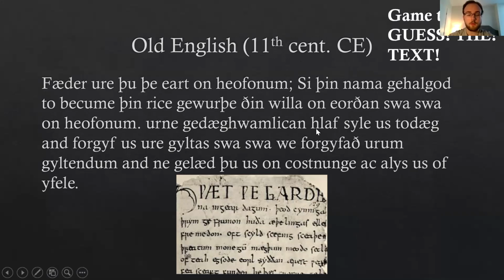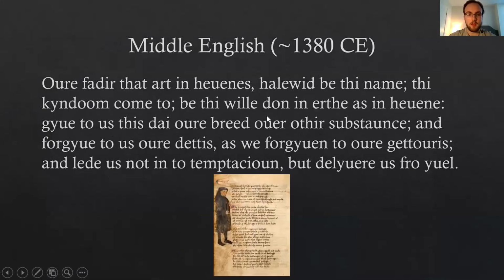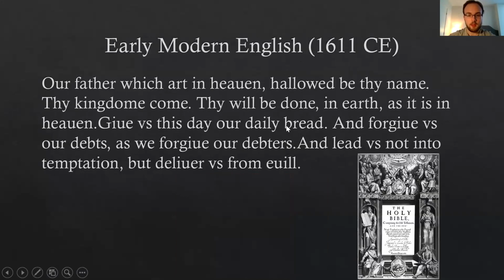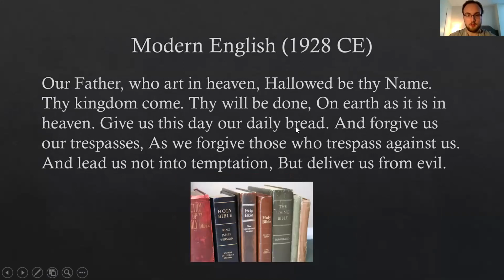This is used for our modern word loaf, like a loaf of bread, but we can see that right here in the Middle English version, it's bread. So the word hlaf becomes more specialized in its meaning, with a different word coming to take its place.